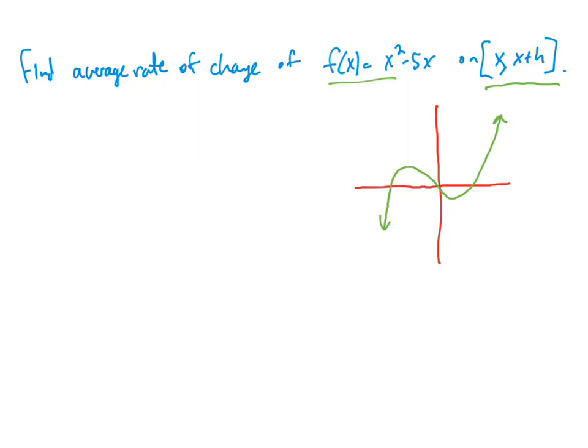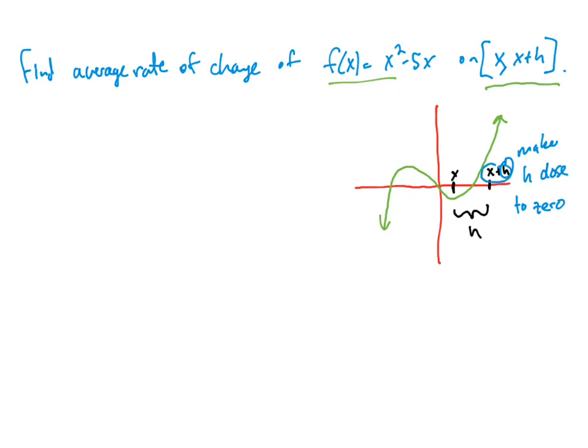So pick any x value. How about this x value here? And then I want to move over h units to this point. We're going to call that point x plus h. So in calculus, what we do is we increasingly make that h value close to 0. What that means is as h gets closer and closer to 0, this whole value gets smaller and smaller.